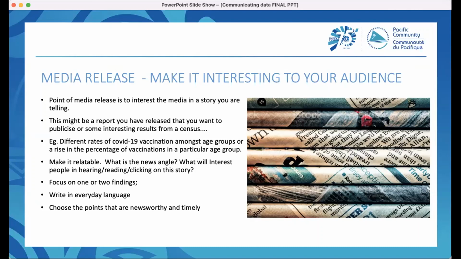It's good to always remember that the intent of a media release is to interest a journalist in your story. So you should aim to make it as interesting as possible while also being factual. Try to make it relatable, and by that I mean try to make it evident why your story is interesting or important or informative or timely. And if you can, showcase your findings in a wider context.